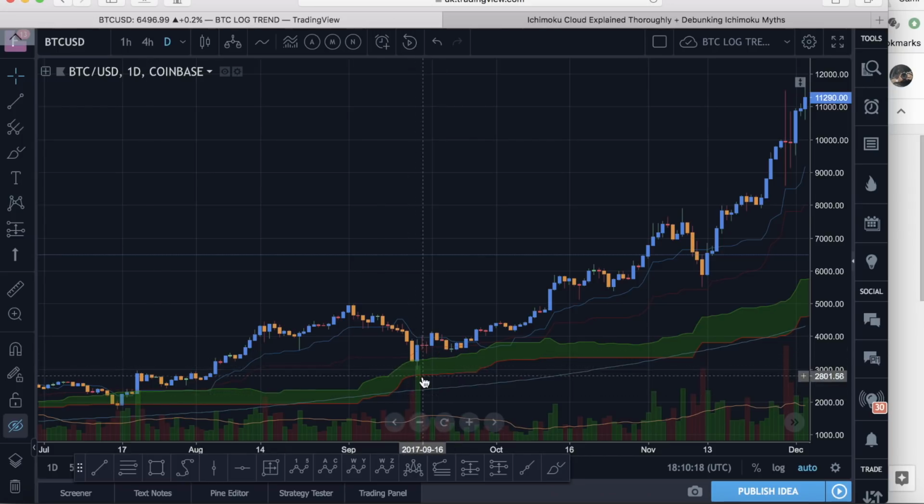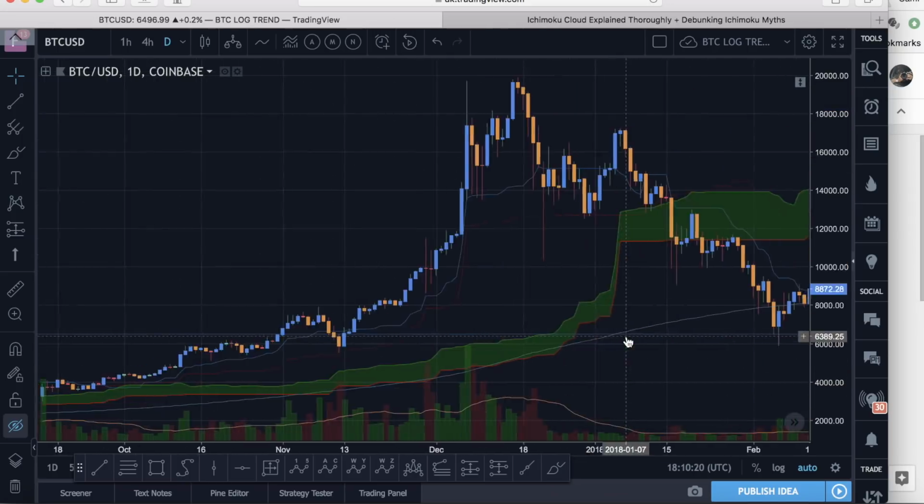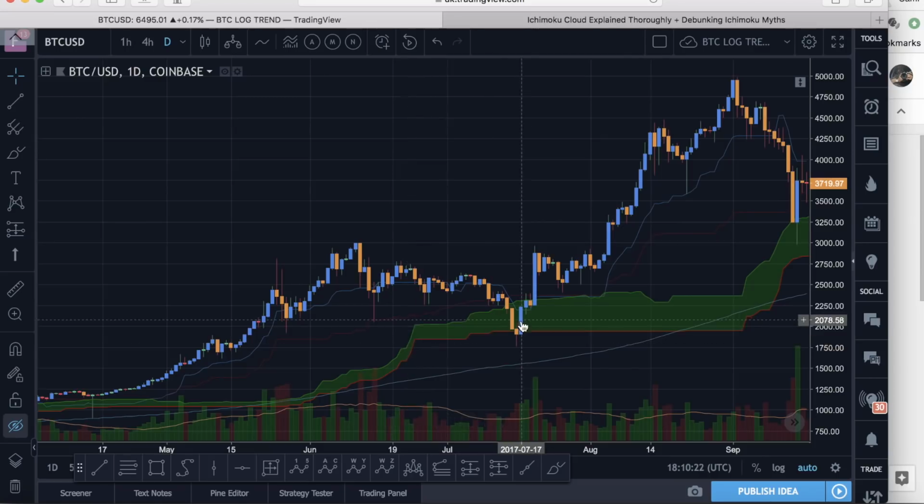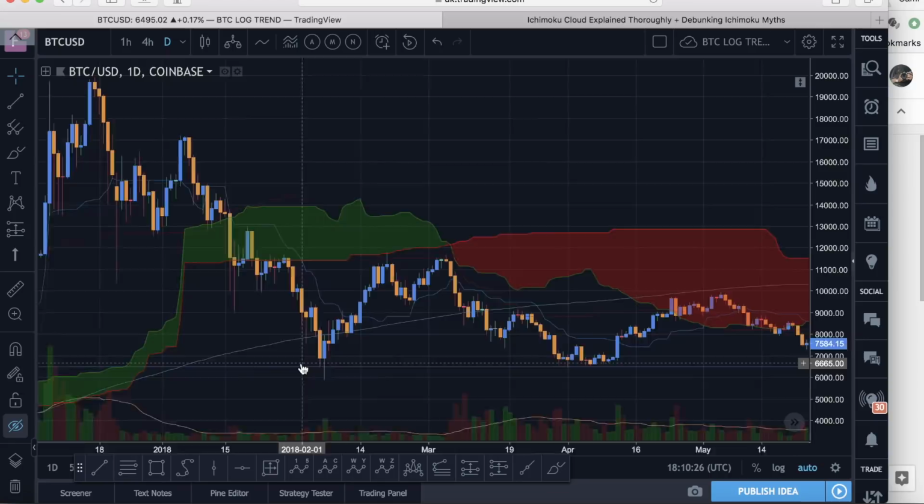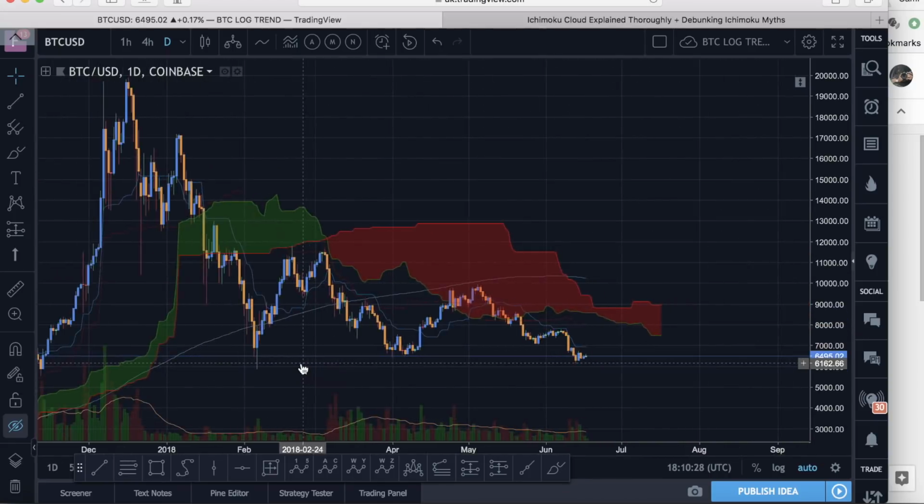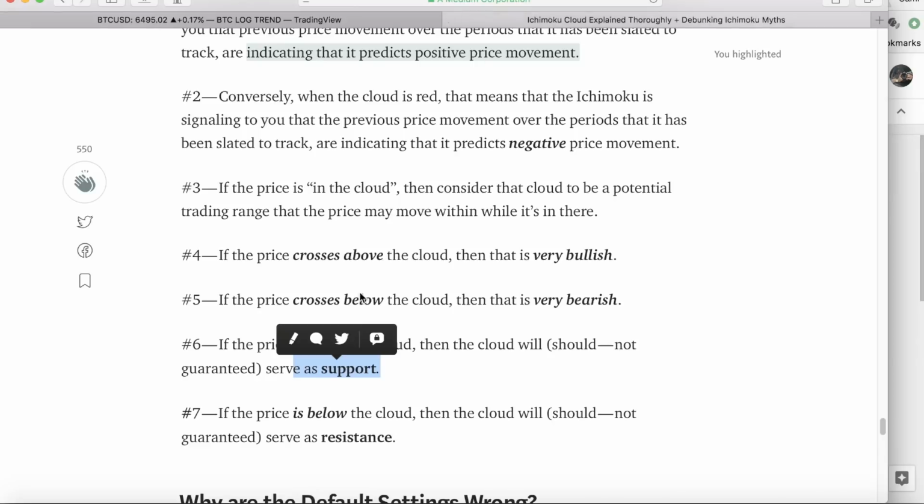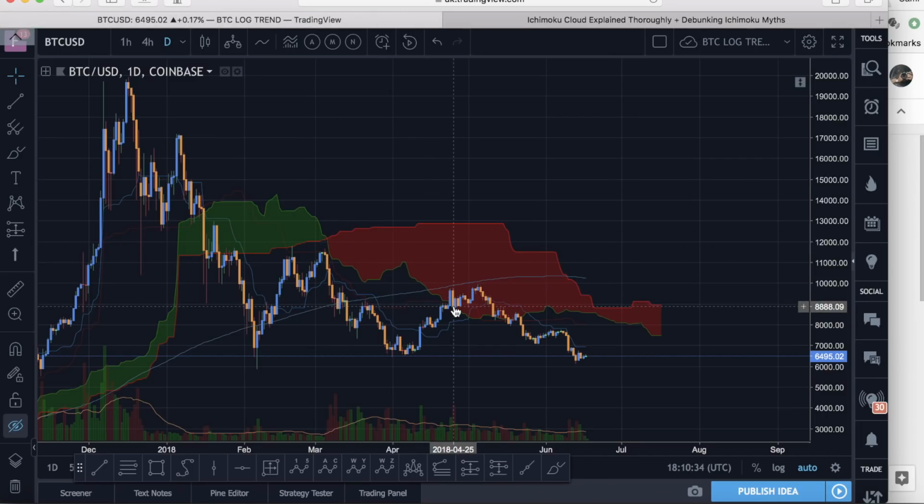We go into the green cloud and we bounce up. Where did it happen? I mean, back at $1,000 where I showed you guys at the beginning, $2,000, all of these areas, it acts as support. But then when we encounter massive resistance, it becomes resistance. So if the price is below, it serves as resistance, and that is exactly what we're seeing here, guys.